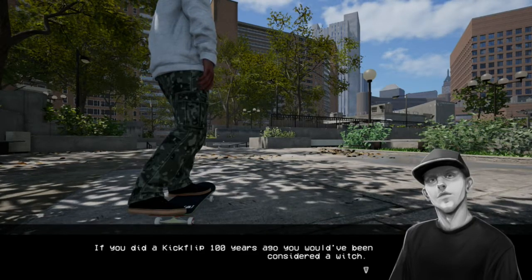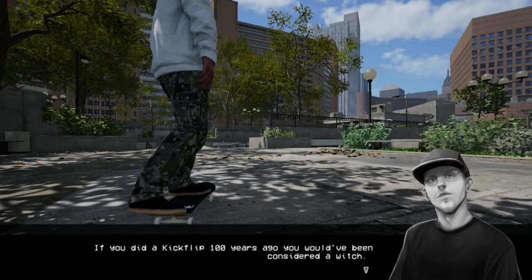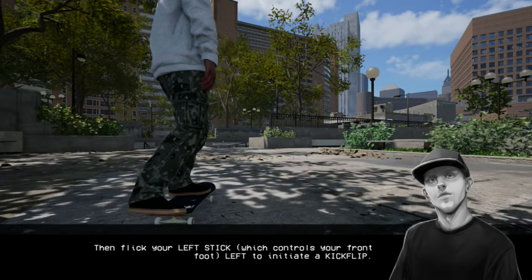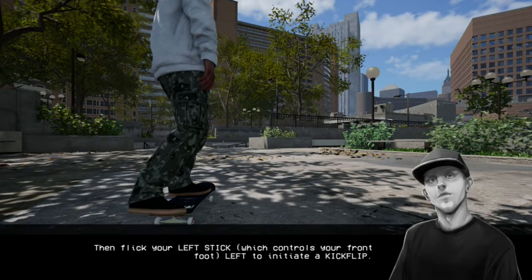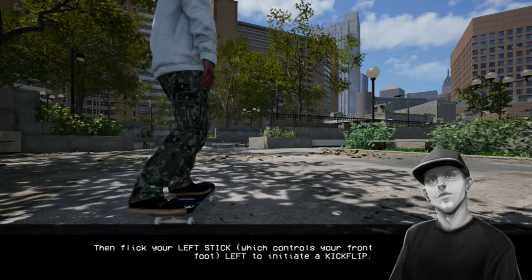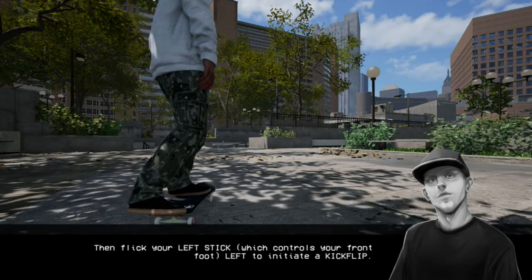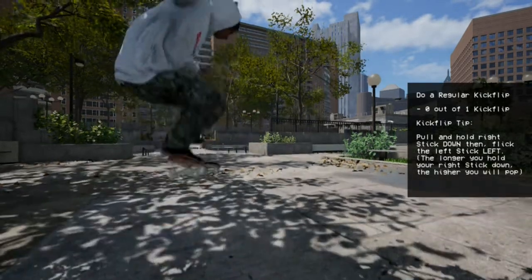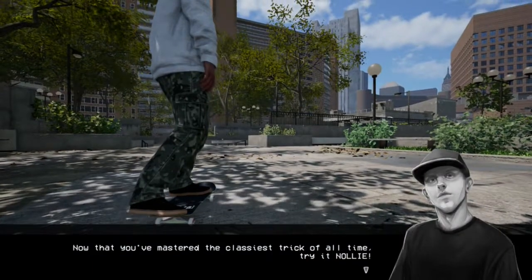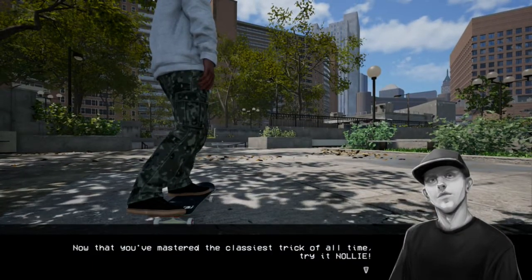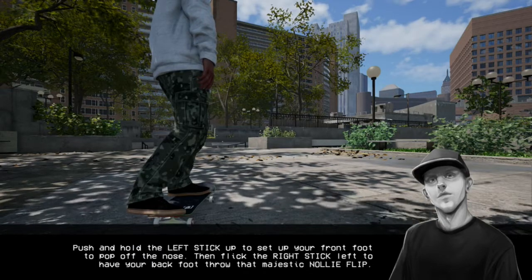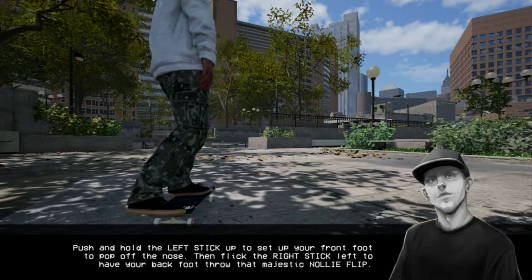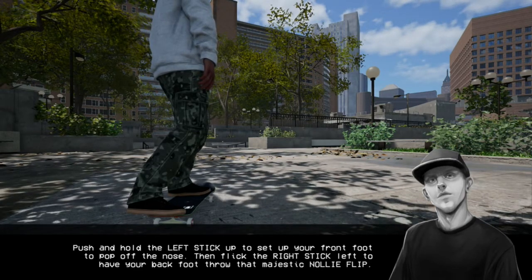All right. So I just did the push off and basic controls here. So following along here. Click your left stick. Okay, so flip tricks in this game seem to be relative to just the left stick instead of being able to use both, like in Skater XL. So this is going to be interesting. Now try it nollie. All right, hold the left stick up to set up your foot.